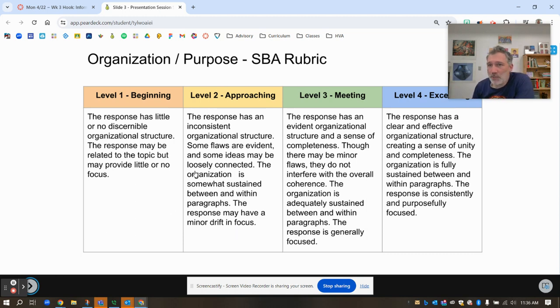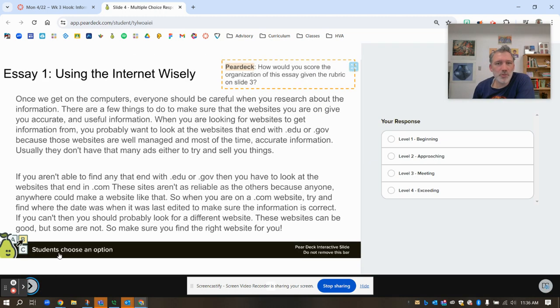Okay, so I just wanted to give you a chance to read some of these. This first one is "Using the Internet Wisely," and here's the student response. I don't have the writing prompt, but essentially this student was given some documents and was asked to write a short, multi-paragraph essay about using the internet wisely. Your job is to score it: level 1, level 2, or level 3. Feel free to go back to the rubric on slide 3 to take a look.